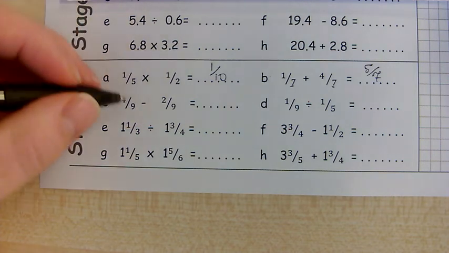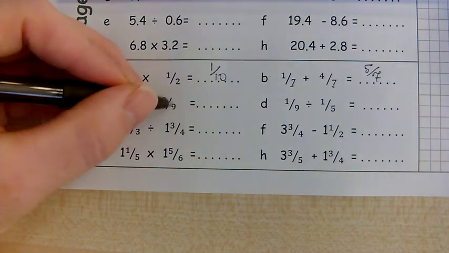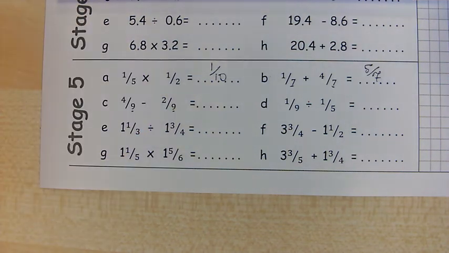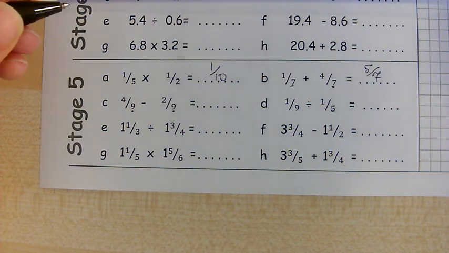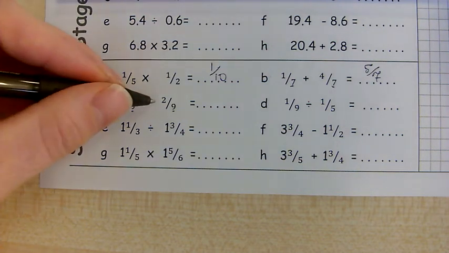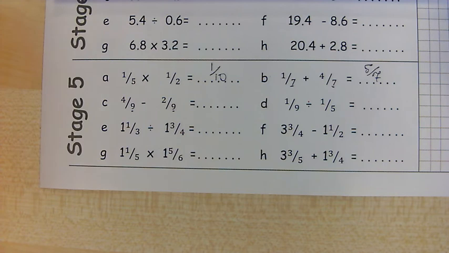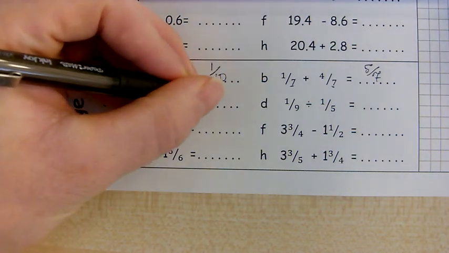Subtraction acts in the same way. We need to have the same denominators. Luckily, we do. In this case, we got 9s as the denominator. So 4 9s, take away 2 of those 9s, and we end up with 2 9s.